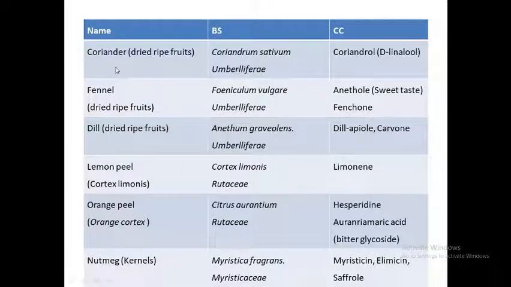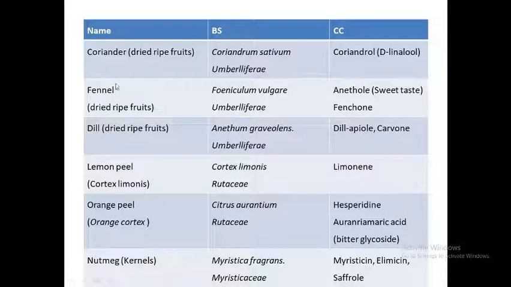Then just see the coriander. These are the dried ripe fruits of Coriandrum sativum belonging to family Umbelliferae. So coriander is also an umbelliferous fruit. It consists of coriandrol, which is D-linalool. We have already discussed the structure.